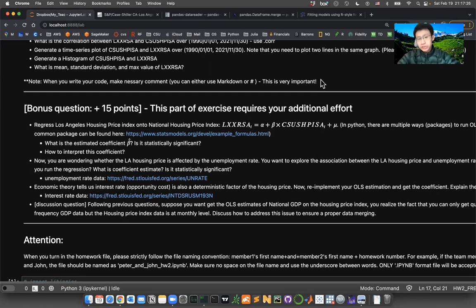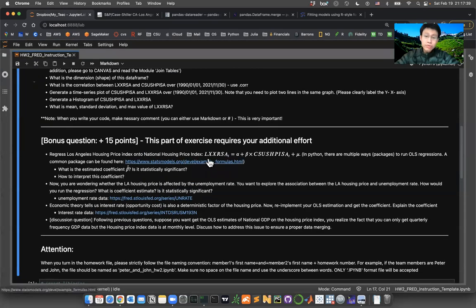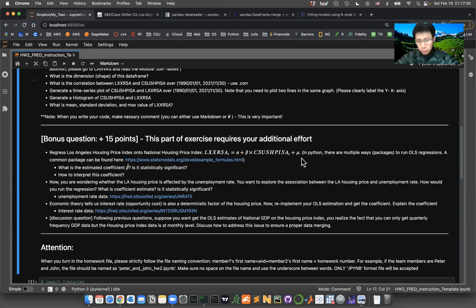What I want you to do is explore the association between the LA housing price and the national housing price in the first place. Basically, you want to regress the LA housing price onto the national housing price level. That's a very standard ordinary least squares (OLS) regression model.